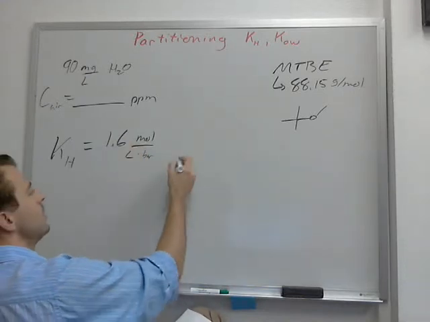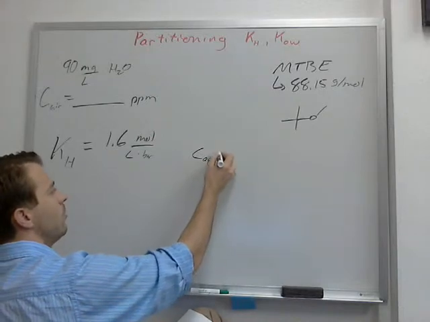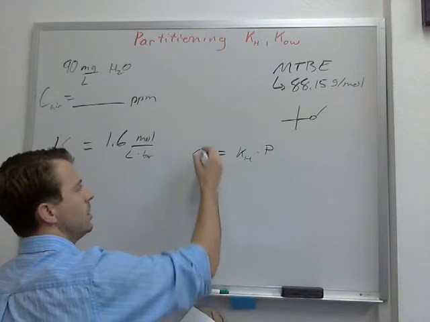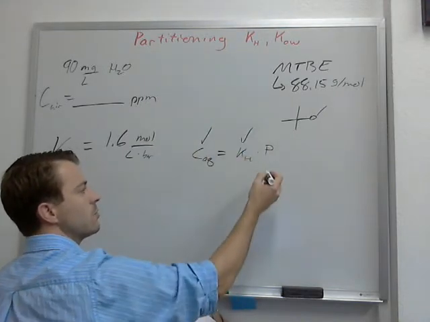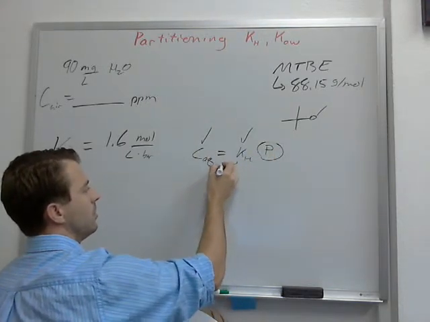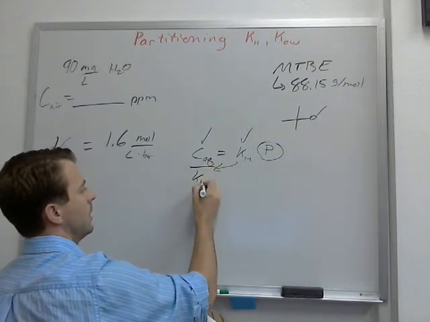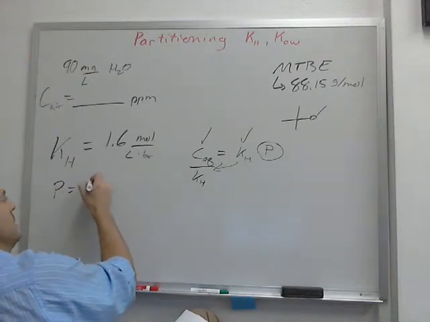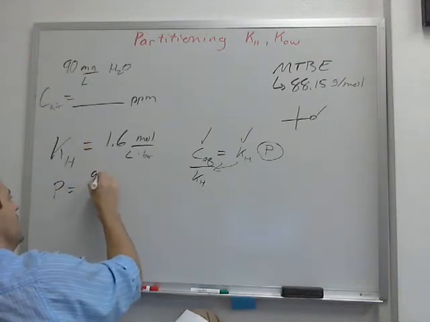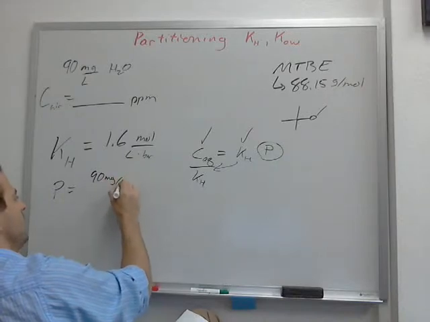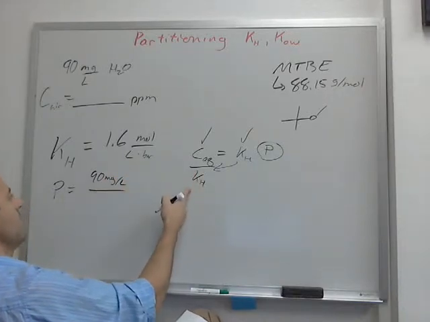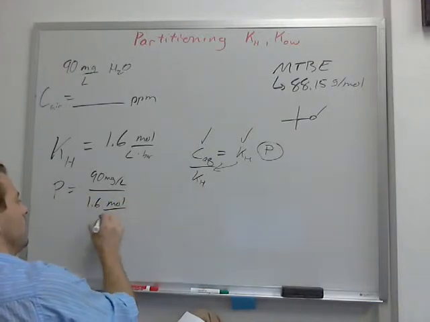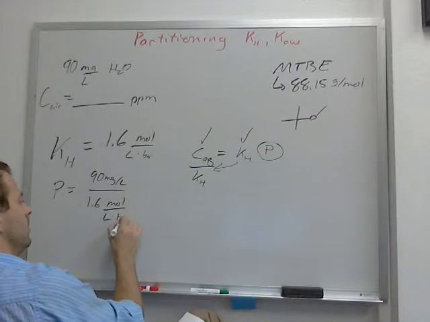So we know that the concentration in the water is equal to the Henry's law constant multiplied by the pressure. In this case, we know this one and we know this one, so we're going to solve for our pressure. Just bring the KH underneath. So our pressure equals our concentration, which is 90 milligrams per liter, divided by our Henry's law constant, which is 1.6 moles per liter bar.